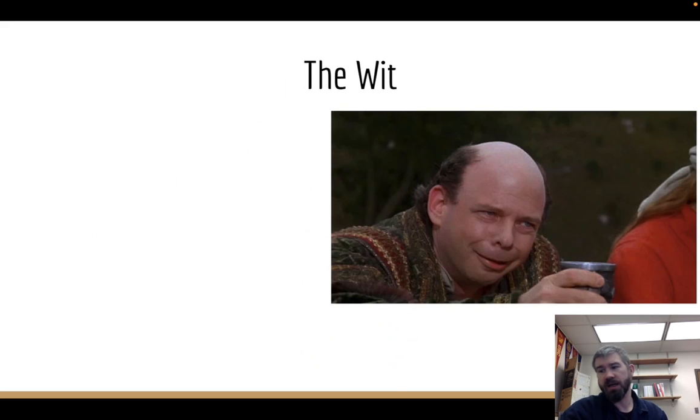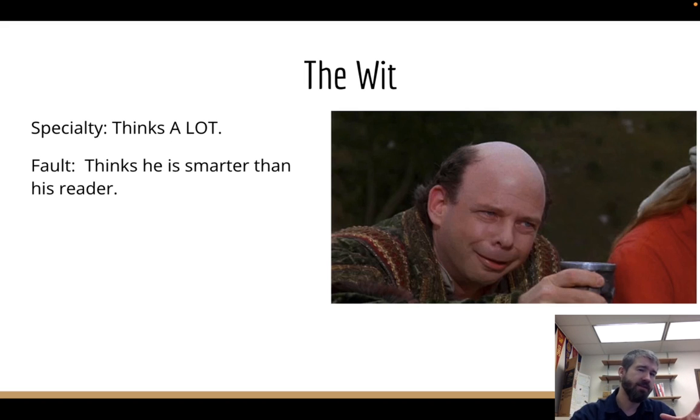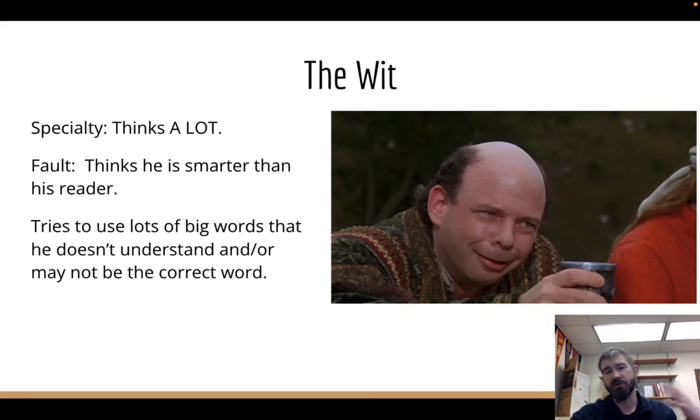Now, the next one, which is surprisingly common, is what I would call the wit. This is a person who thinks a lot, but they think they're smarter than the reader, and they try to use big words and maybe don't understand them or don't have the correct word. More importantly, they have no specific plan. We can change big words to more manageable words, but if there's no clear goal, then we have a bigger problem. Sometimes the use of big words is done to mask having no plan, right? It's kind of the art of saying nothing.